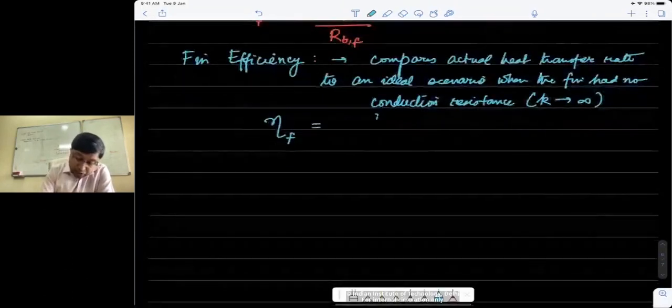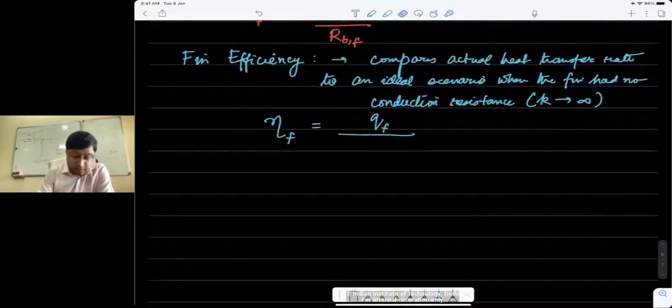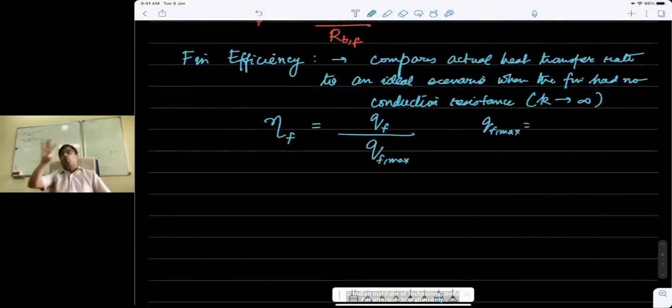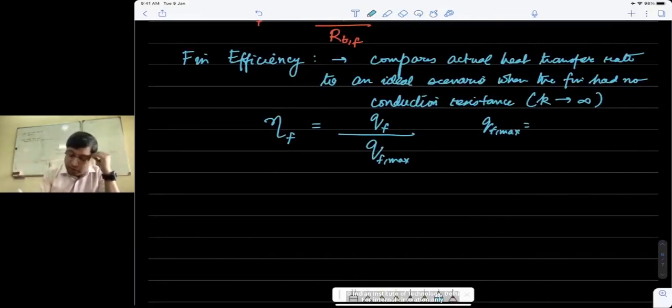So eta f is written as the actual heat transfer rate, which is Qf, versus a case where we had no conduction resistance. That would mean the maximum heat transfer, so let's say Qf max. And what is Qf max? If there was no conduction resistance, you can imagine that the whole fin would be at the base temperature because there's no conduction resistance. So we can write Qf max to be h times the area of the fin times theta b.